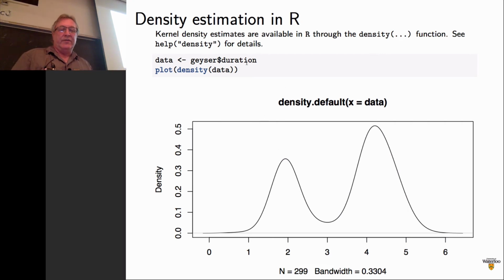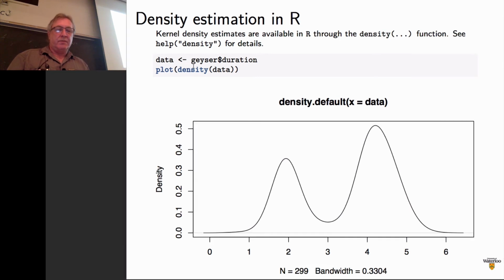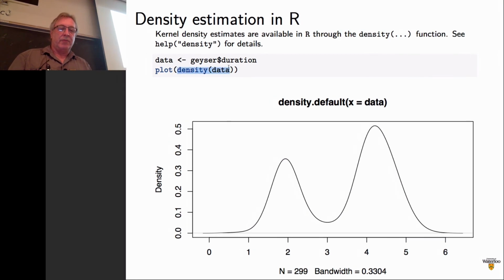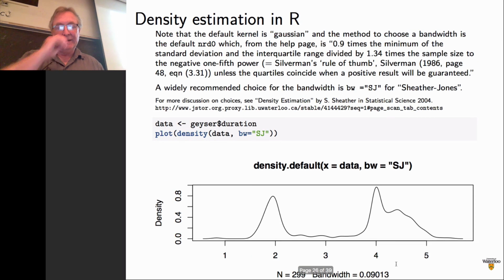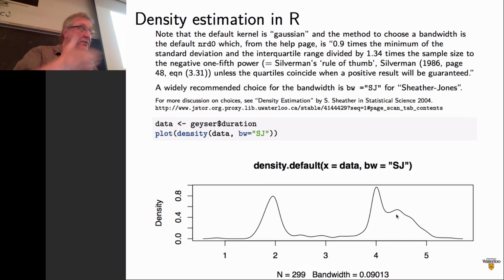The default density function from R is just: get the data and plot the density. You see it just comes up like that. It'll tell you how many points were in the sample and what its bandwidth was, what its h was. That's the default, and there are lots and lots of arguments to the density function. The default uses a particular way of choosing the bandwidth called nrd0, and I describe it there for you. It's in the help.